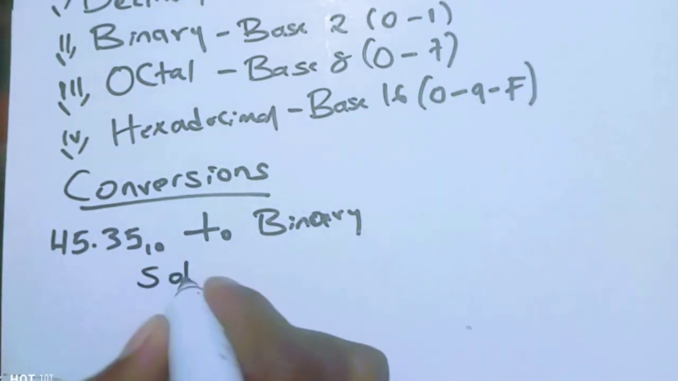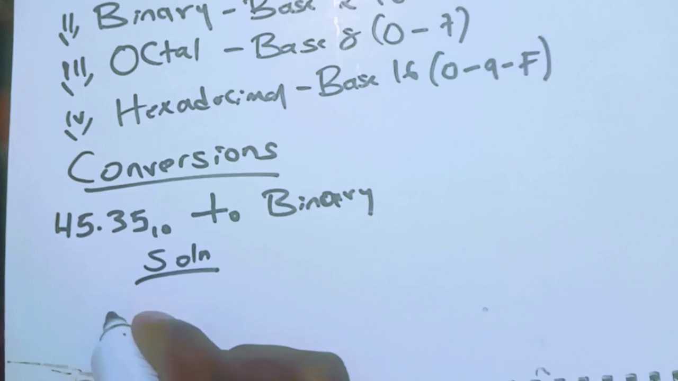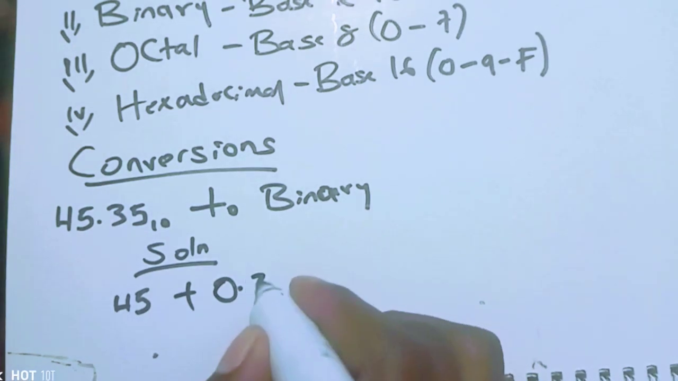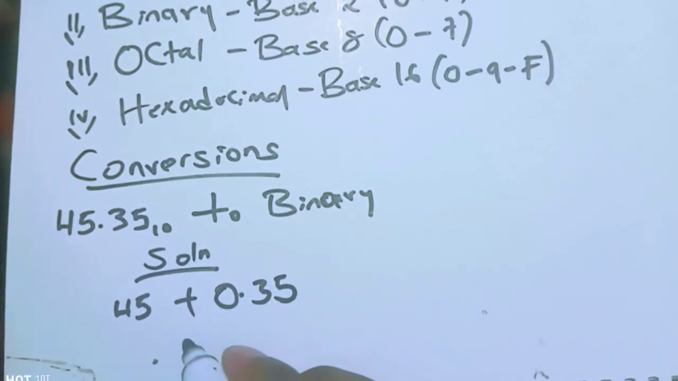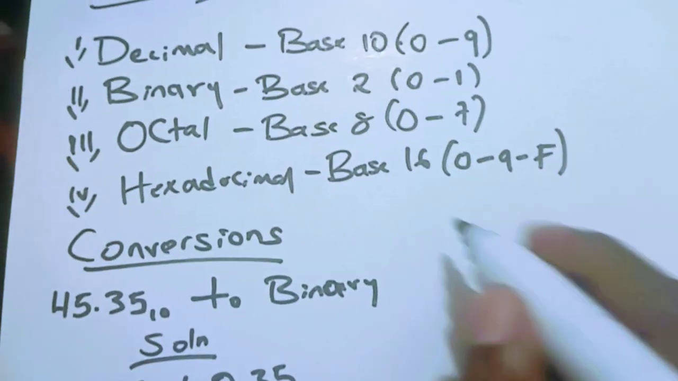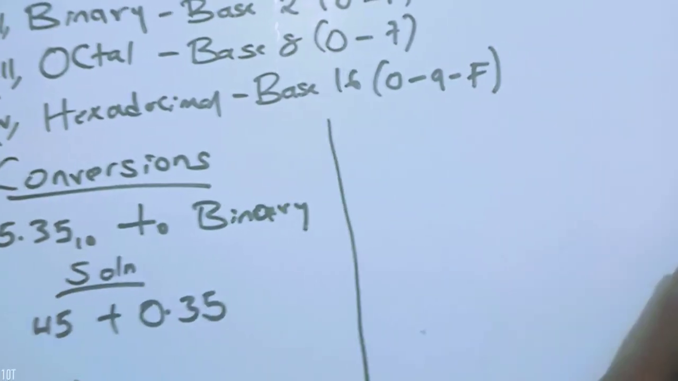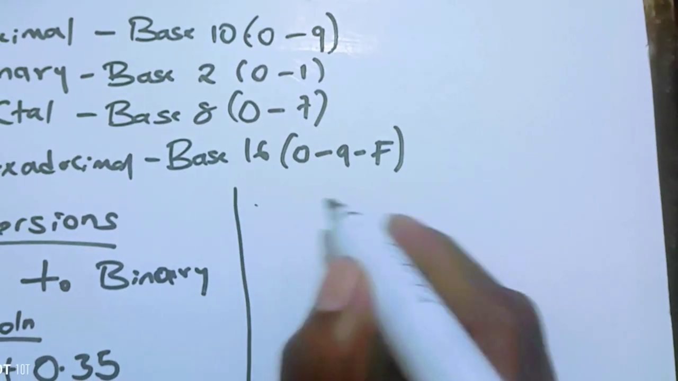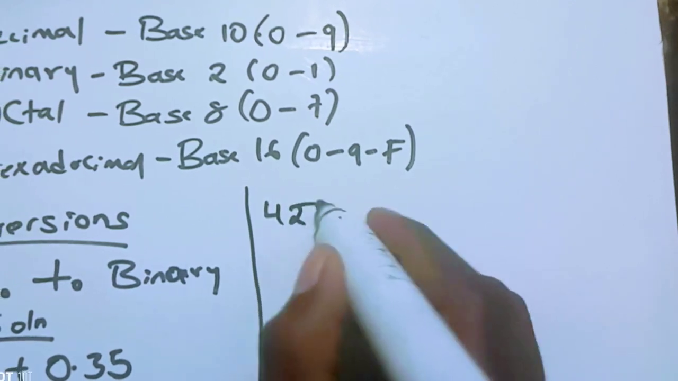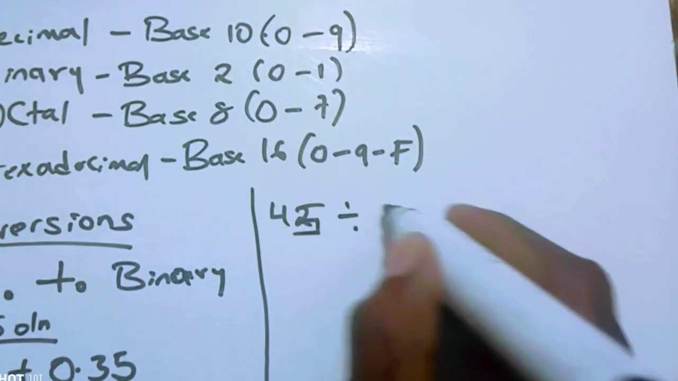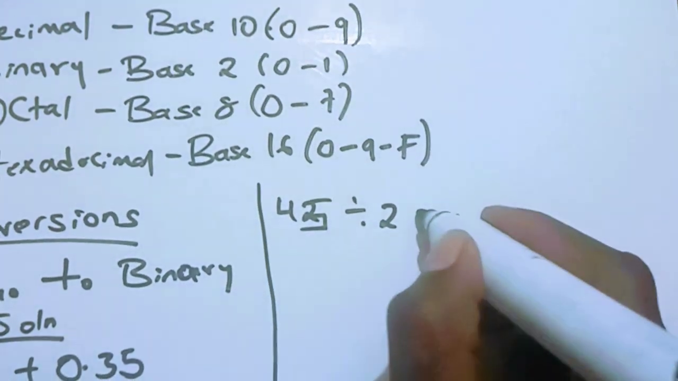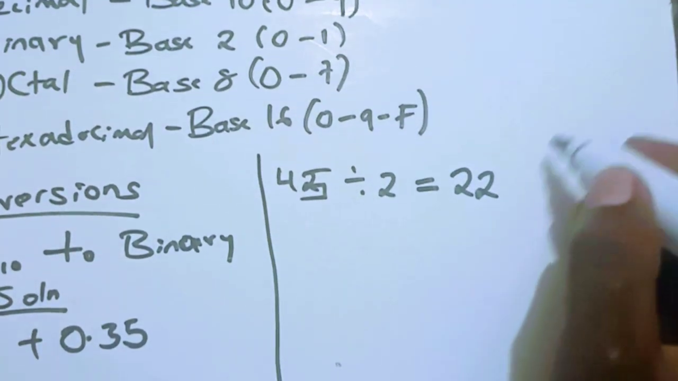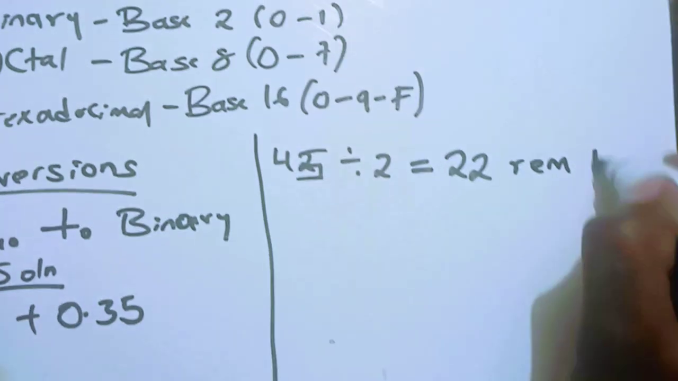The solution: split this number into 2. So you'll have 45 plus 0.35, and all of them are to base 10. So we shall start with converting 45 into binary. Converting 45 into binary means you divide this number by the base you are converting into, so divide by 2. What do you get? You'll get a result of 22. 22 times 2 is 44, that means we have a remainder of 1.